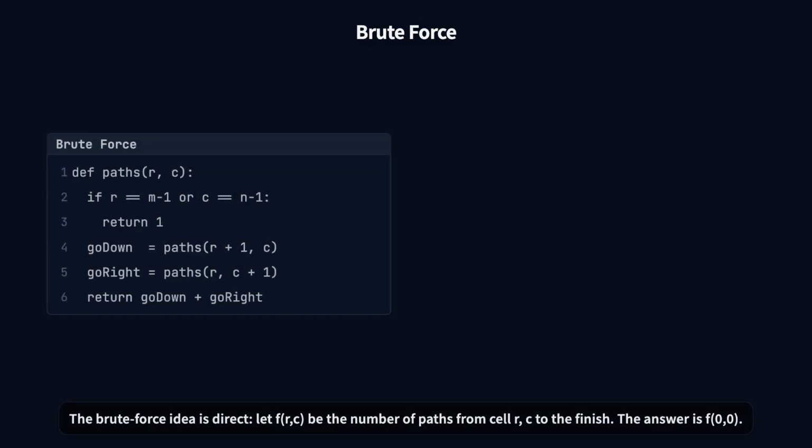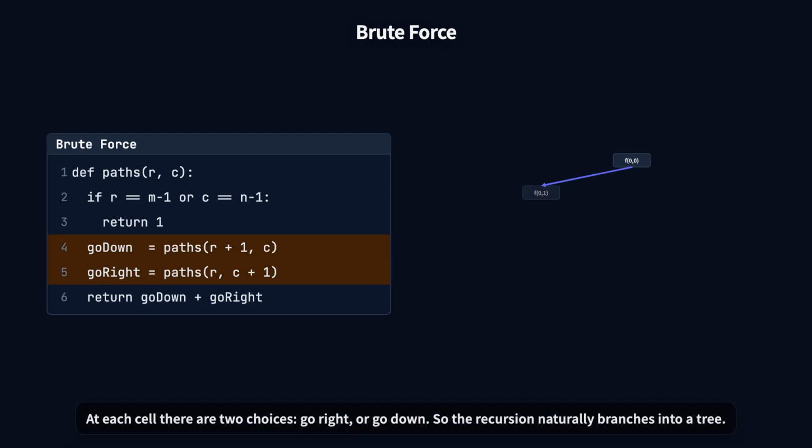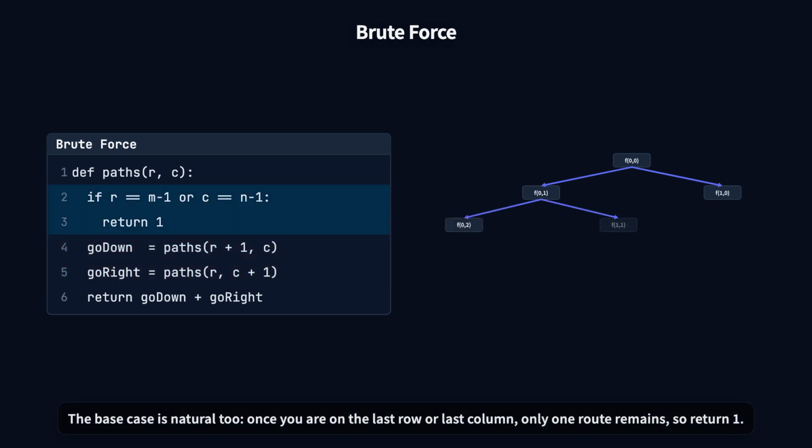The brute force idea is direct. Let F(R,C) be the number of paths from cell (R, C) to the finish. The answer is F(0,0). At each cell there are two choices, go right or go down. So the recursion naturally branches into a tree. The base case is natural too. Once you are on the last row or last column, only one route remains, so return 1.